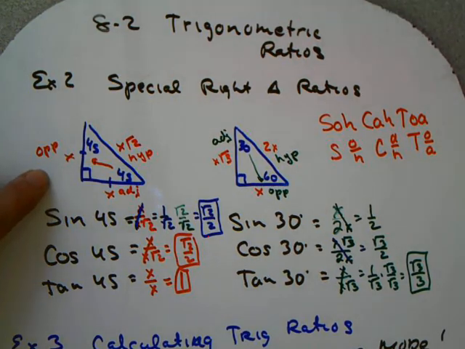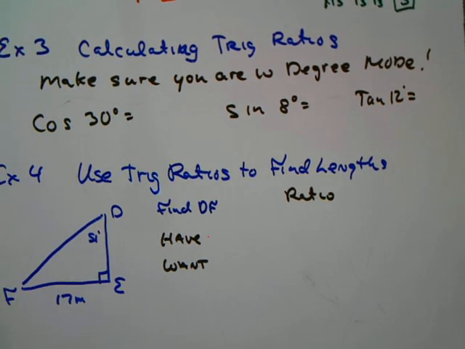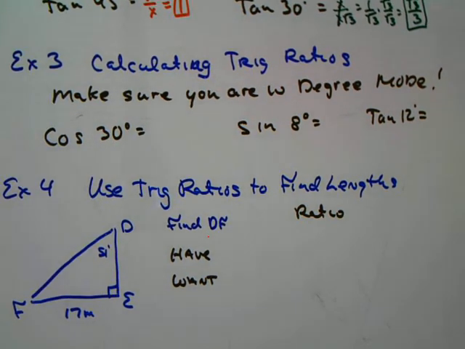Now, to calculate ratios, because all right triangles with the same angles are similar, they'll have the same ratios, you're using your calculator.